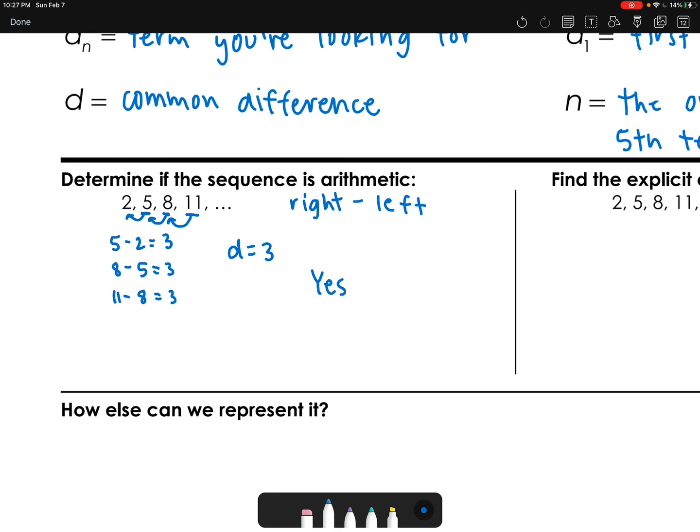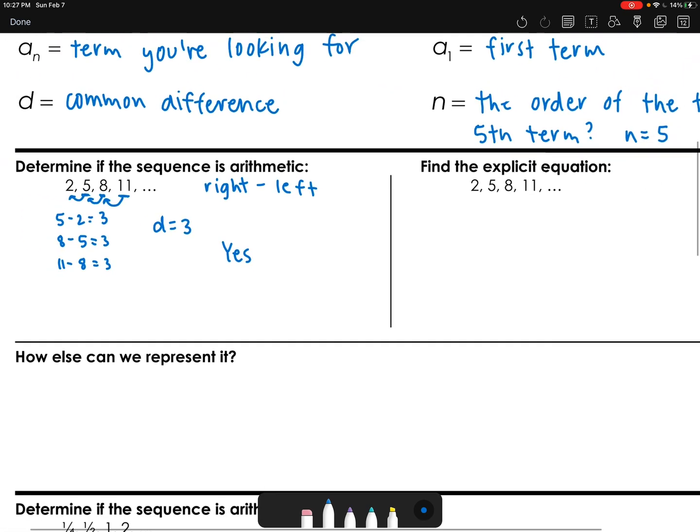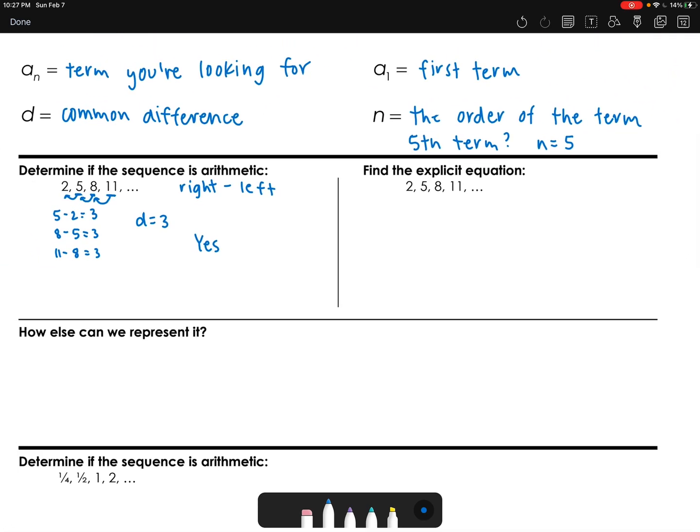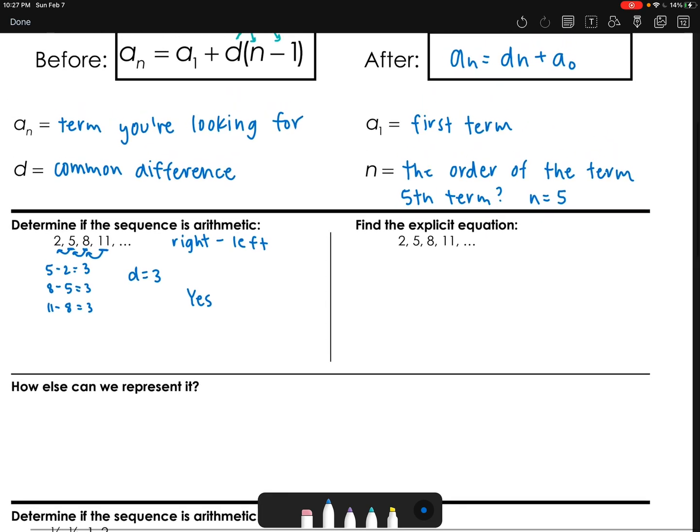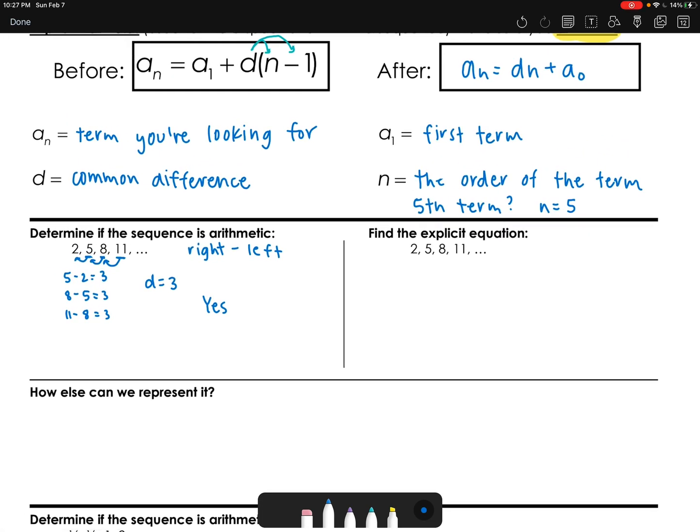So this first question just asked us to determine if it was an arithmetic sequence. Now it wants us to find the explicit equation. And so if we go back to our notes above here, I want you guys to get into the habit of always writing the explicit formula so that you can commit it to memory, because this is something very helpful to know. So a sub n equals a sub 1 plus d times n minus 1, right?